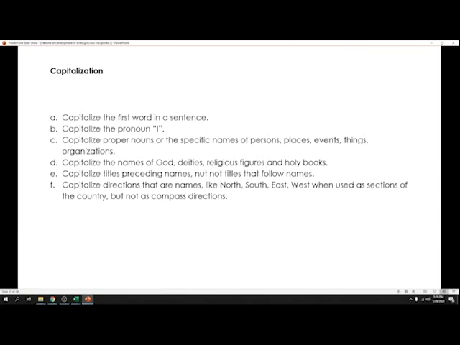Letter D, capitalize the names of God. Kapag God, hindi yung mga goddesses and gods na galing sa Roman and Greek ha. Kinakailangan natin i-capital yung name na God, deities, religious figures, and holy books. So, you need to capitalize those things. Then also capitalize titles preceding names, not titles that follow names. So, capital nyo rin yon. Capitalize directions that are names like North, South, East, and West. So, kapag gumagamit ng direction, you need to capitalize those things.